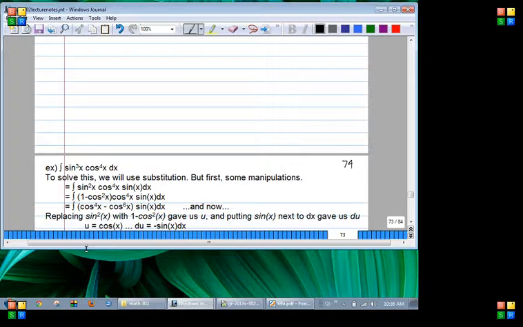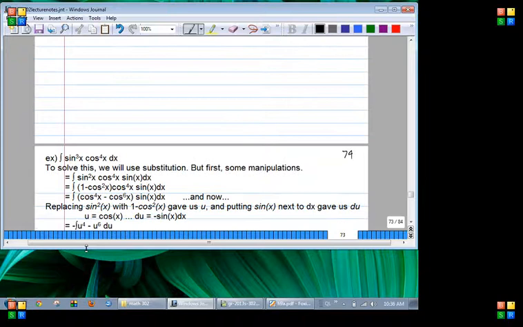So replacing sine squared x with 1 minus cos squared x gave us an expression that was entirely in terms of u, and then moving that single sine x to the end gave us our du. So you have to be careful, because u equals cos x, du obviously is negative sine x. You have to just track that sign. So I'm going to take that negative from the du and put it in front. And then you just have u to the fourth minus u to the sixth du.